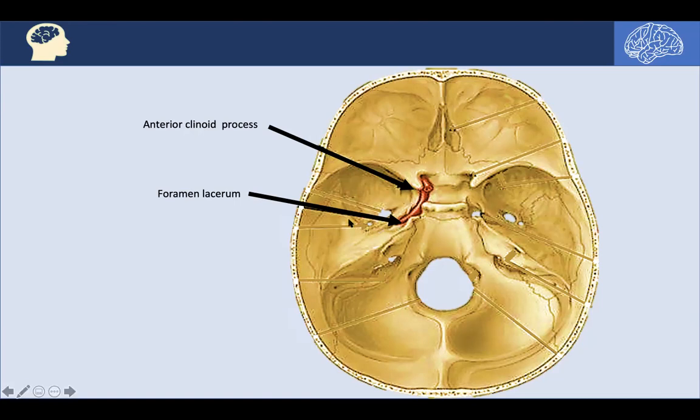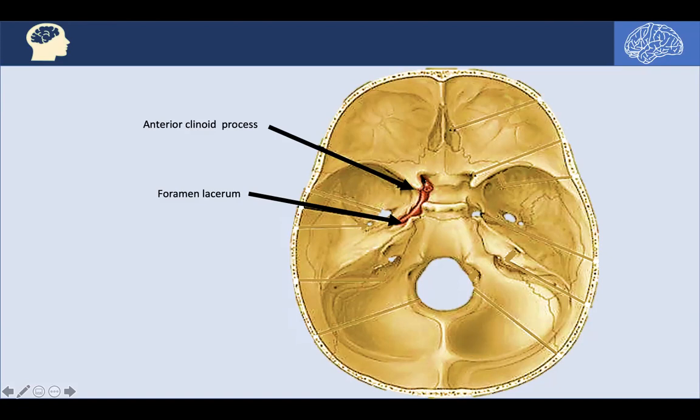Here is the petrous part of the temporal bone. And here is the foramen lacerum through which the ICA exits the petrous part. So it's the petrous segment in here to become the cavernous segment. So here sits the cavernous sinus in which the cavernous ICA runs.